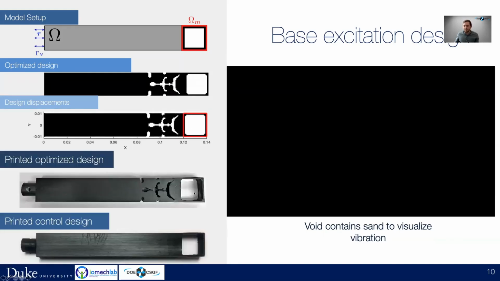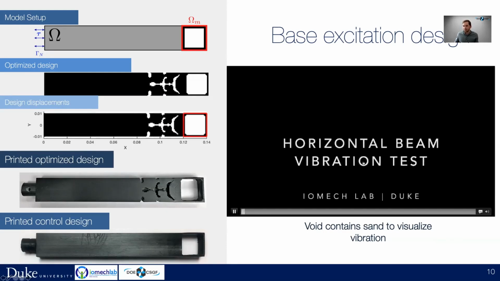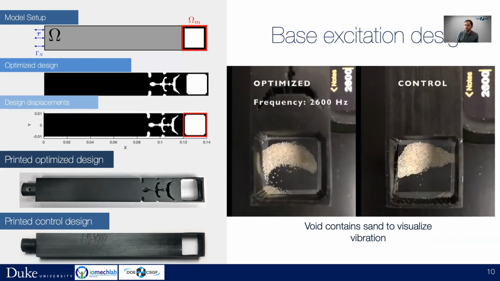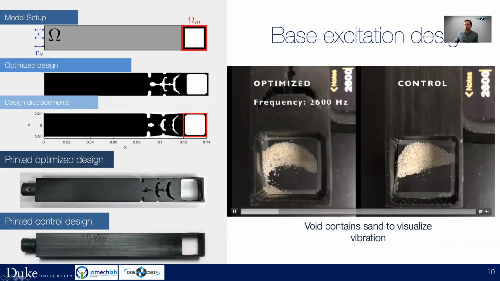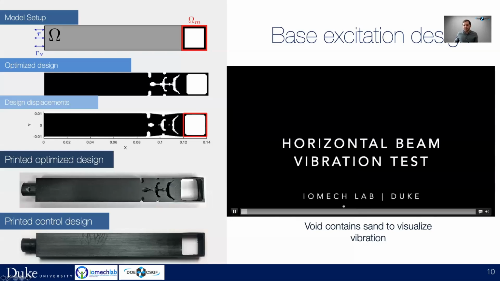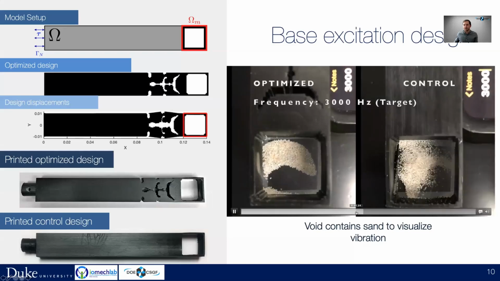And in an experimental setup, we wanted the void to contain sand so we could visualize the vibration. We designed this structure to have minimized vibration at a frequency of 3000 hertz. So you can see at this lower frequency, there's a lot of vibration in the optimized structure, while the control doesn't have much vibration. However, closer to the target frequency, where the control was predicted to actually have a resonance, you see much lower levels of vibration in the optimized bar.